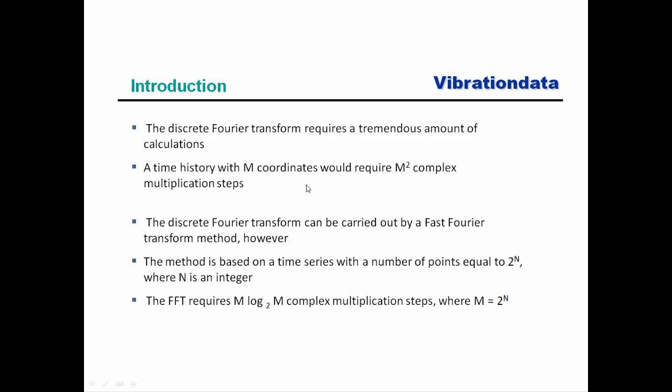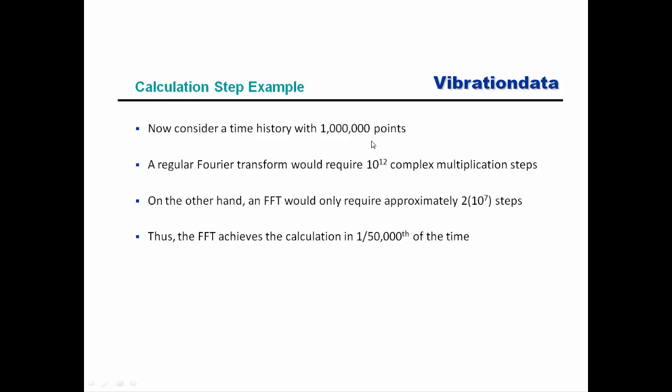Let's show an example. You're probably not used to dealing with base 2 logarithms. So let's say we have 1,000,000 points. This is our time history. The regular discrete Fourier transform would require 10 to the 12th complex multiplication steps. That is a very large number. On the other hand, for our time history with 1,000,000 points, the fast Fourier transform would only require 2 times 10 to the 7th steps. So thus the fast Fourier transform achieves the calculation in 1/50,000th of the time. So for this 1,000,000 point time history, the fast Fourier transform is tremendously more efficient. It's definitely the way to go.